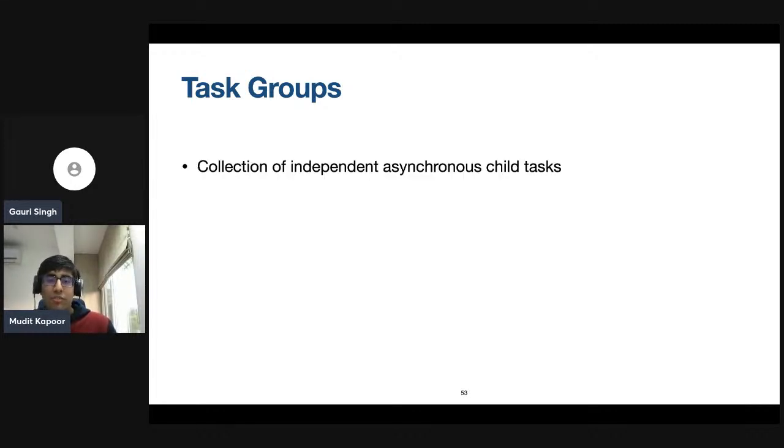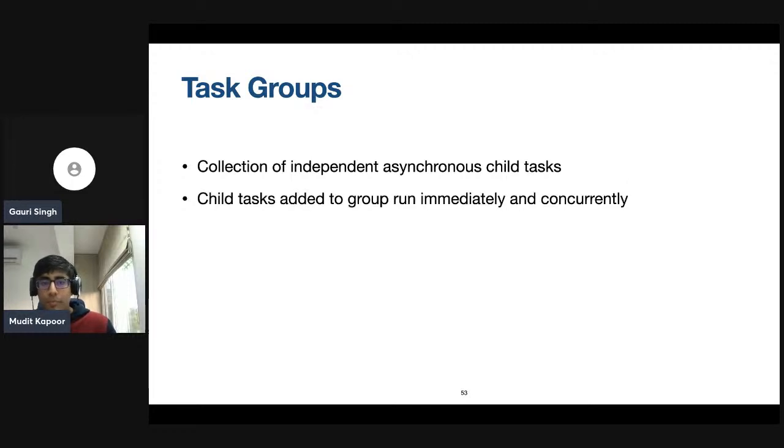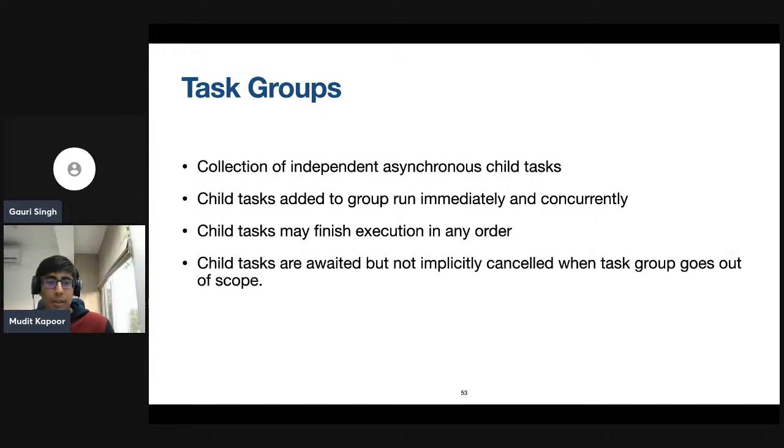So basically, they're a collection of asynchronous child tasks. They don't really depend on each other. Of course, they have a relationship with their parent, but they don't have an interrelationship between themselves. You can add child tasks to the group, and they start running immediately and run concurrently. They can finish execution in any order. This is a very important thing to remember because you can make mistakes if you forget it, and I'll show you an example later. Even if you don't await the child task, the task group will not finish until all the child tasks are finished. They are not implicitly cancelled when the task group goes out of scope, but they will be awaited. That's another thing to recall.